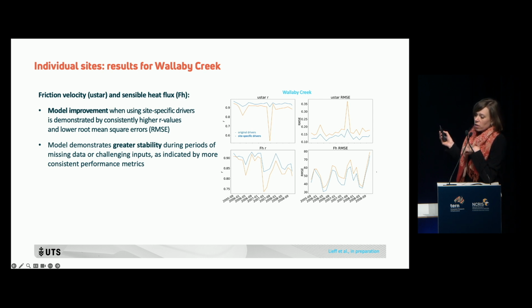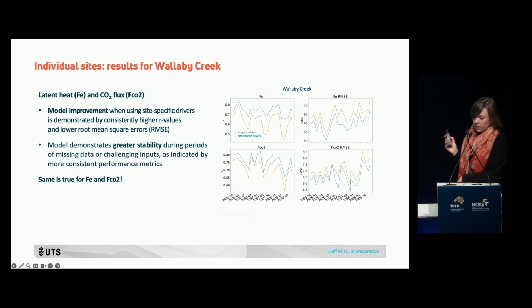But we can also see that the model generally shows greater stability. So we're not seeing these sharp drops anymore, or these large spikes in root mean square error. So overall, our site-specific drivers seem to be able to handle challenging periods significantly better than the standardized drivers can. And basically, for latent heat flux in the top row or for CO2 flux in the bottom row, it's the same picture. So we have this consistent model improvement, and we have this greater stability throughout the years.